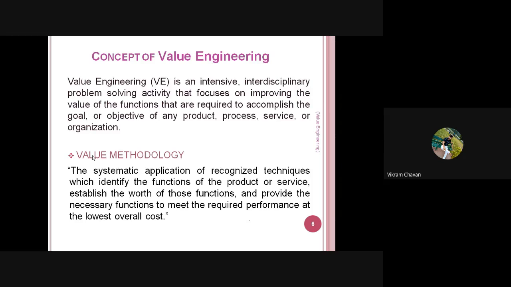Okay, so value engineering, in brackets VE, is an intensive interdisciplinary problem solving activity that focuses on improving the value of the functions that are required to accomplish the goal or objective of any product, process, service or organization.